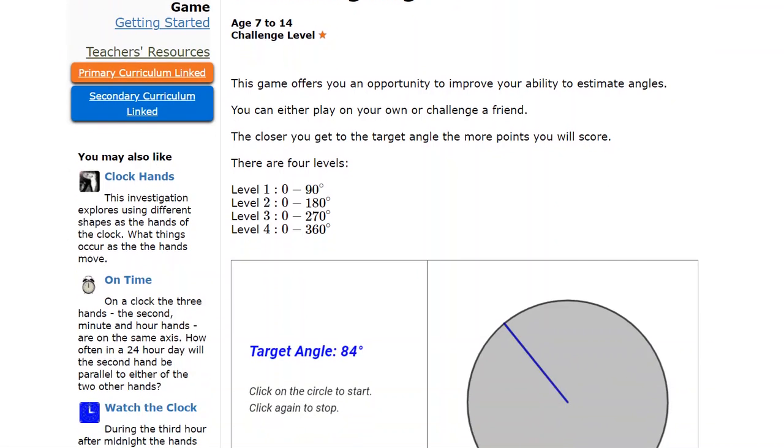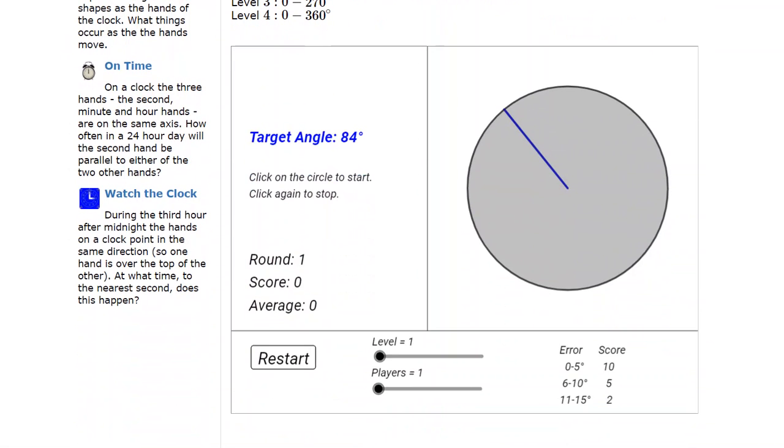So first of all, scroll down to the game area, which is where you've got this grey circle with a blue radius line marked. We're going to play on level 1, which you can see at the bottom. It says level equals 1. And unless you have two people sitting at the same laptop, you have to play as a one-player game. You can't play this game over the internet. You have to both be sitting at the same laptop.